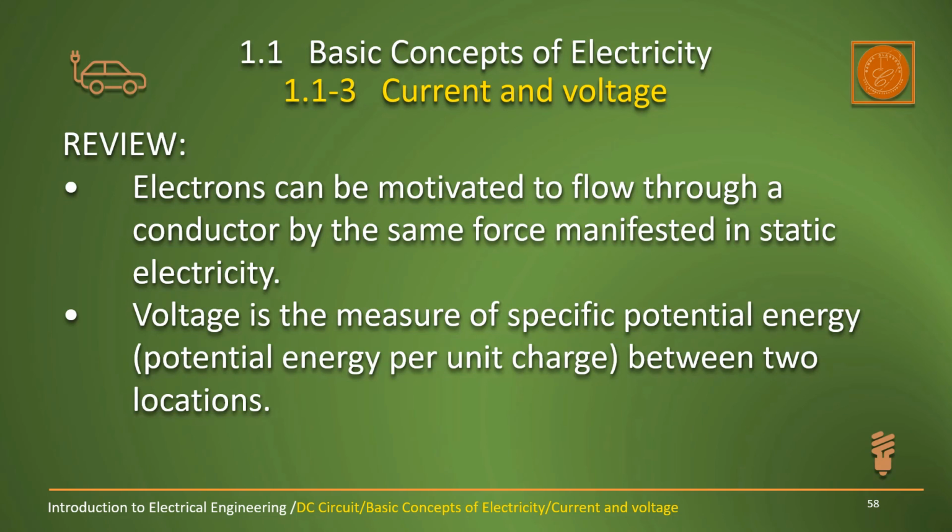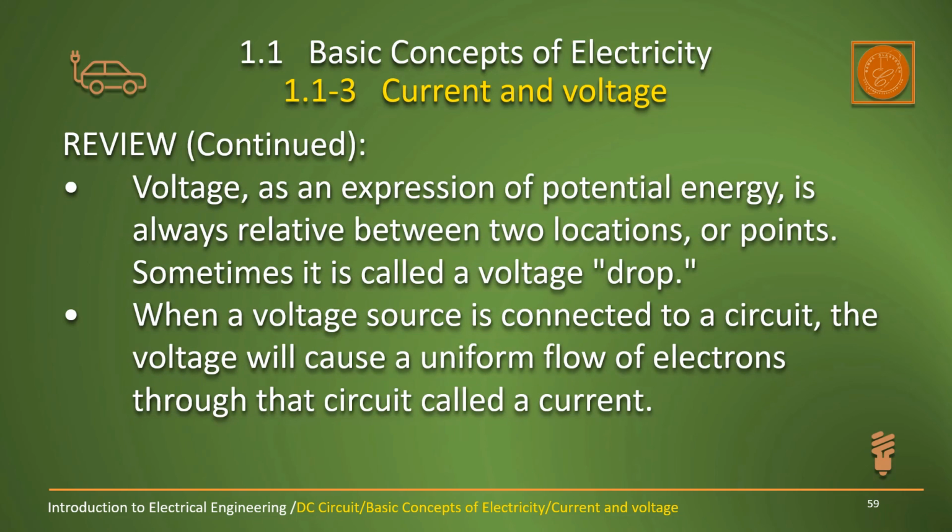Electrons can be motivated to flow through a conductor by the same force manifested in static electricity. Voltage is the measure of specific potential energy per unit charge between 2 locations. Voltage as an expression of potential energy is always relative between 2 locations or points. Sometimes it's called voltage drop.